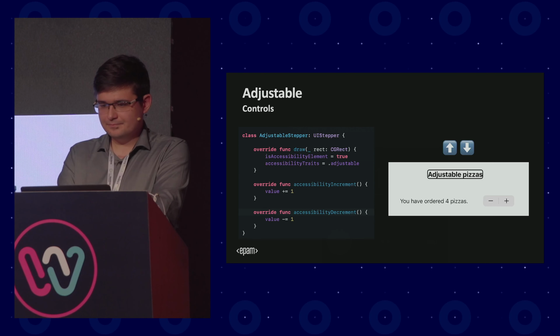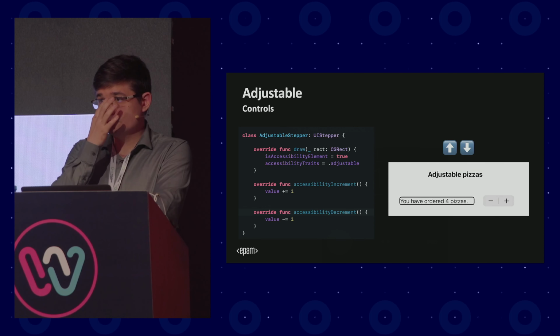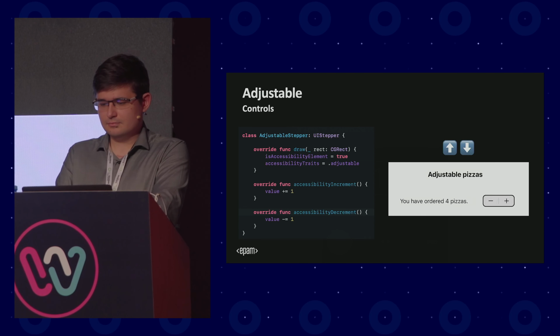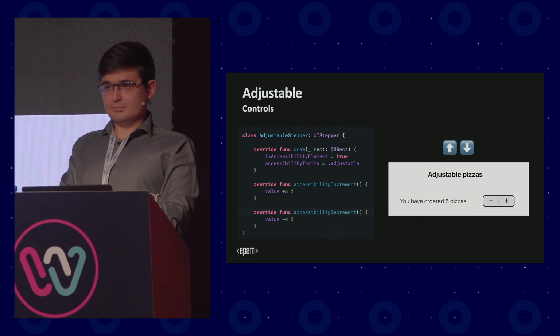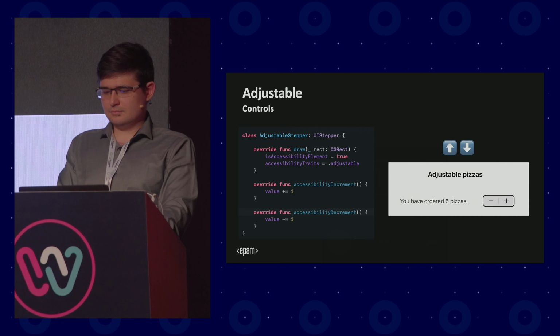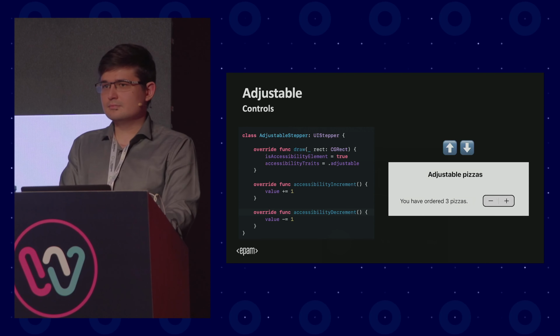So let's see. You have adjustable. Swipe up or down with one finger to adjust the value. 5 pizzas, 6 pizzas, 4 pizzas, 3 pizzas.